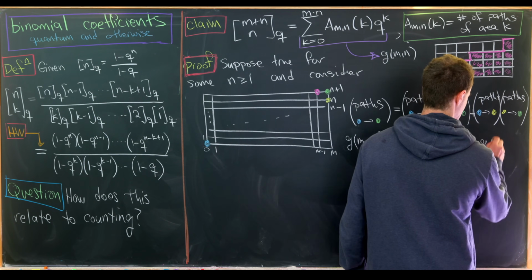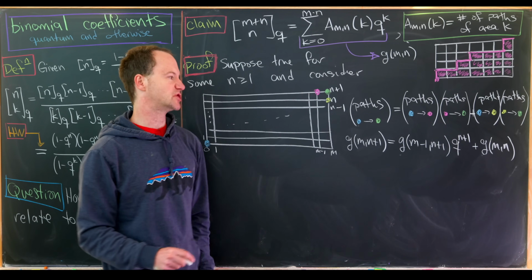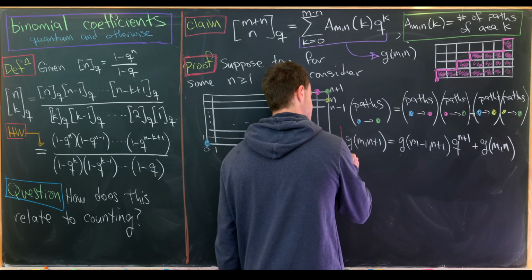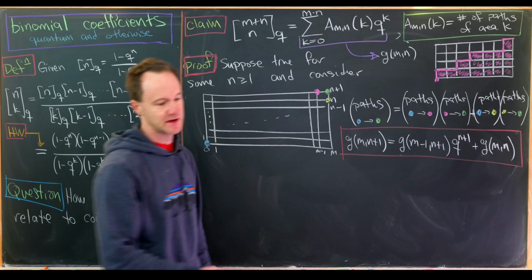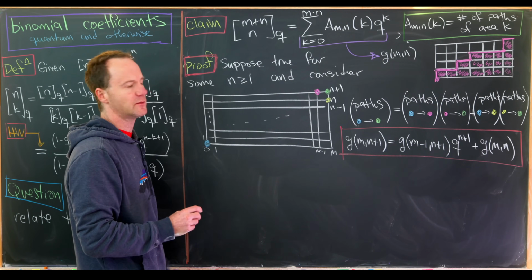So that's given by the generating function g of mn. And that's because the path from yellow to green there doesn't give us any extra area. So this gives us this nice recursion on the generating function for these paths. And now we're ready to essentially finish this thing off, but we need a little bit of extra room.